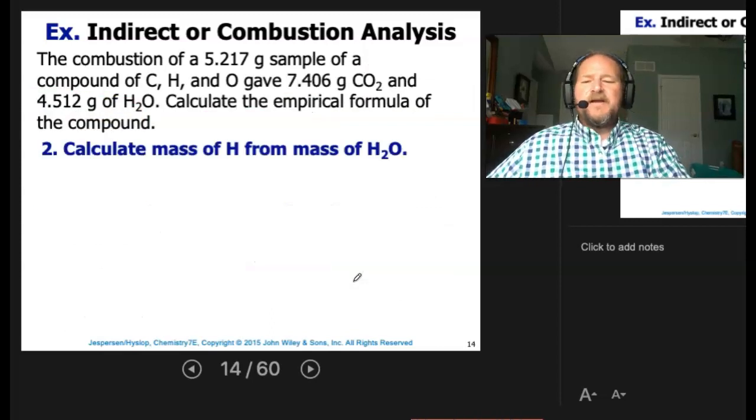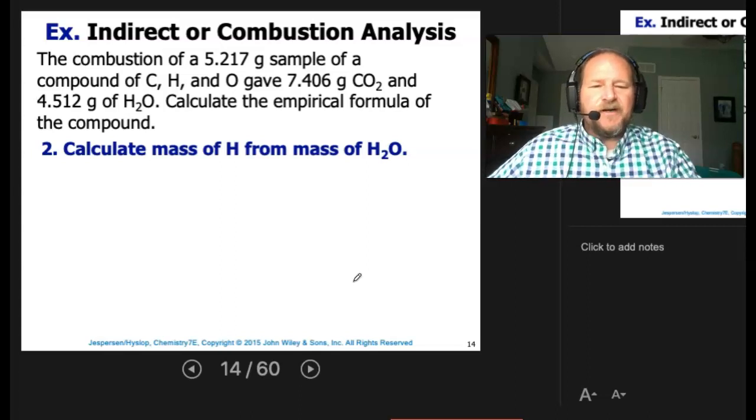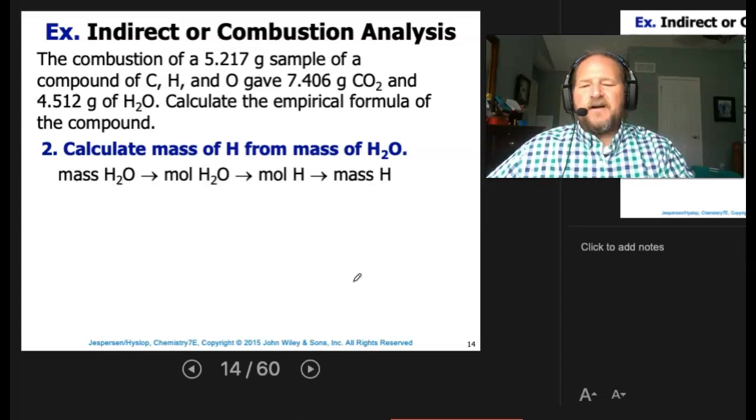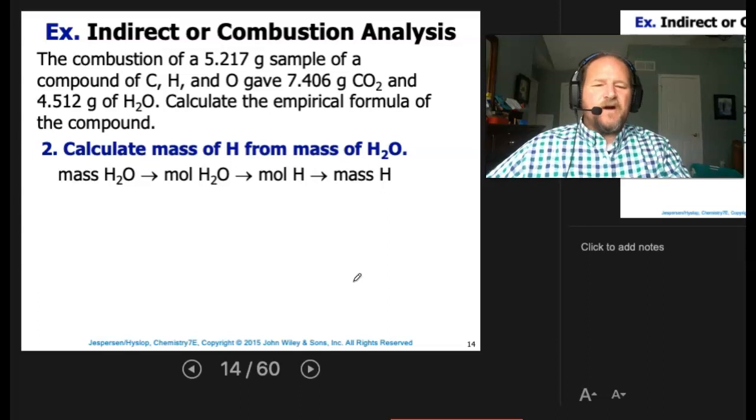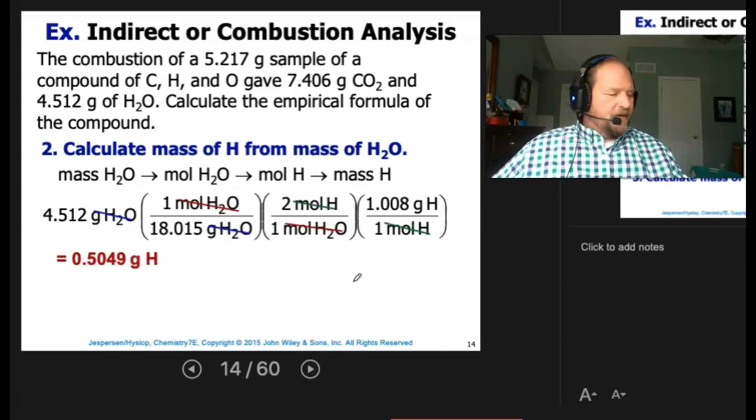All right. Now we're going to do the same process, but we're going to do it for hydrogen going to the water. So the mass of water to the moles of water to moles of hydrogen, mass of hydrogen. So now we'll start with the 4.512 grams of water, divide that by the molar mass of water, 2 hydrogens for every 1 mole of water, and then finally multiply by the periodic table for hydrogen. That gives us half a gram of hydrogen.